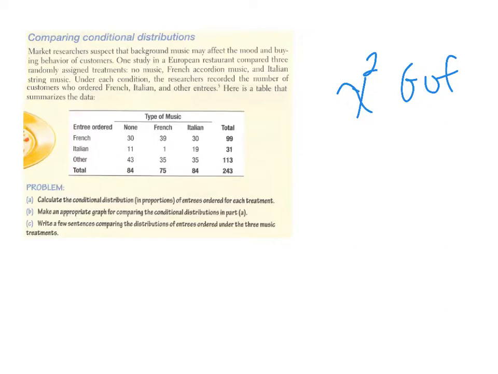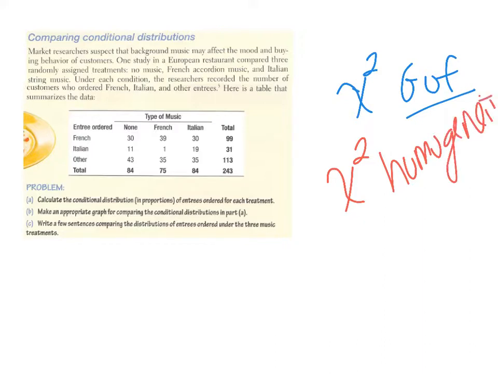And so that one, the chi-square goodness of fit, allows us to look at one-way tables, and we're looking at distribution and comparing that. And so tonight we're going to be looking at the chi-square for homogeneity.